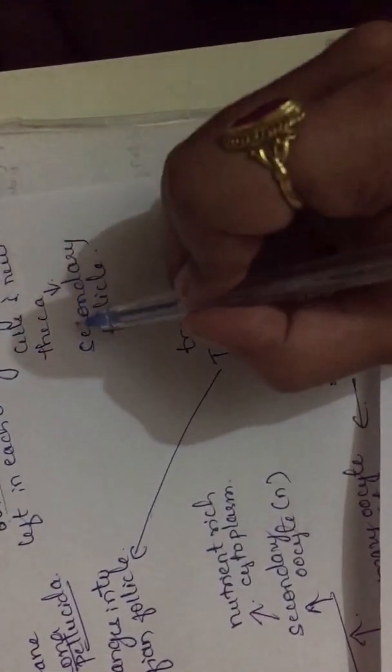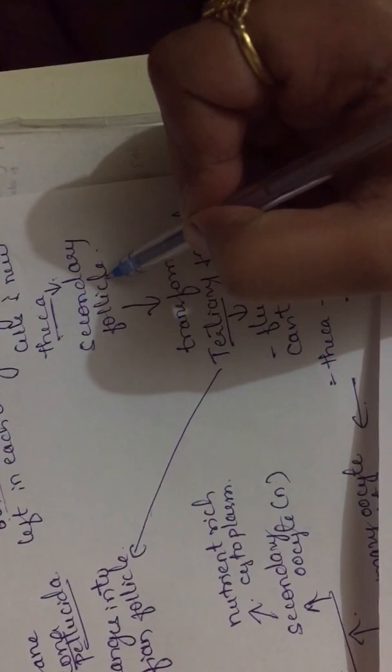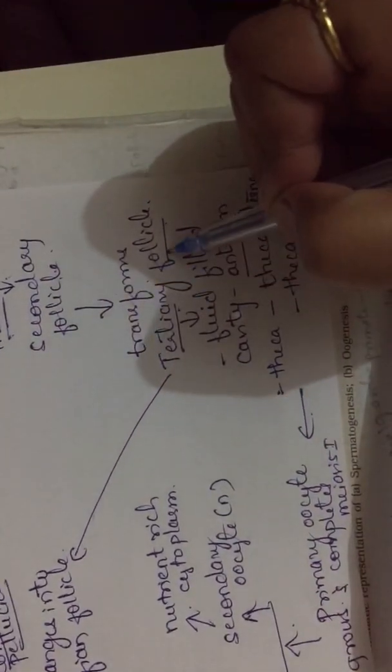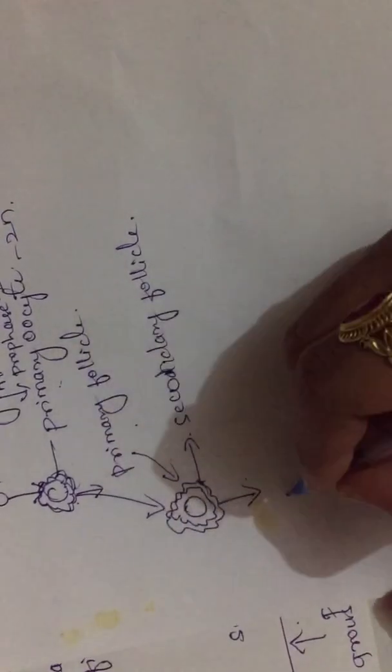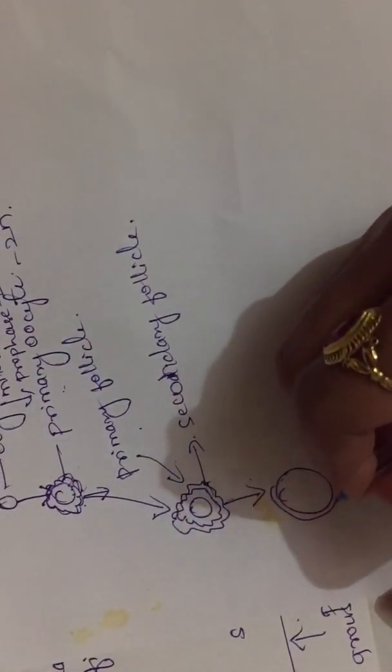Now here the secondary follicle is what? As we have shown here, it is surrounded by more layers of granulosa cells and a new theca. It is called new theca, which is nothing but a new covering layer of theca, and for that we call it a secondary follicle. Now this secondary follicle will transform into a tertiary follicle. Now in the tertiary follicle there are two different layers.